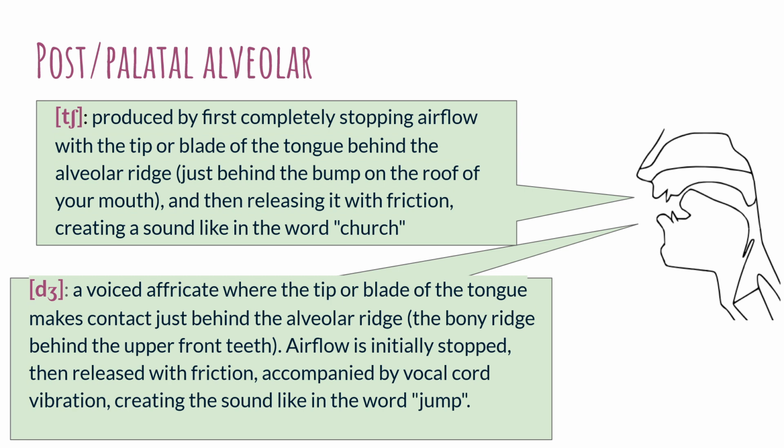The sound j. It is a voiced affricate, where the tip or blade of the tongue makes contact just behind the alveolar ridge, that is a bony ridge behind the upper front teeth. Airflow is initially stopped, then released with friction, accompanied by vocal cord vibration, creating the sound like in the word jump.